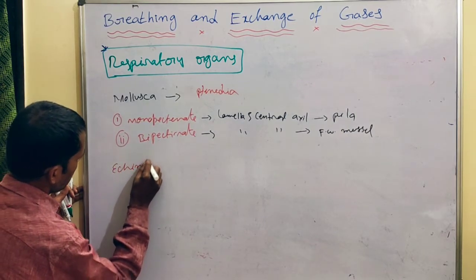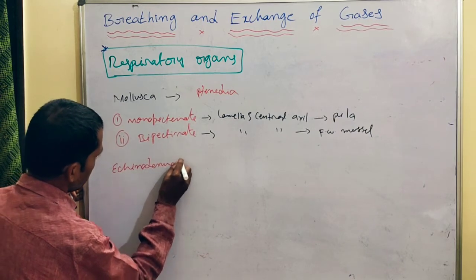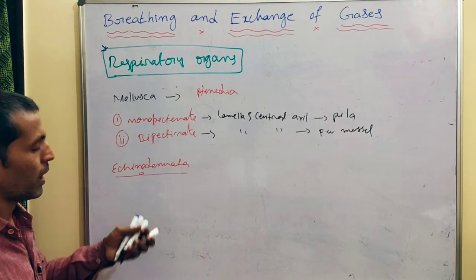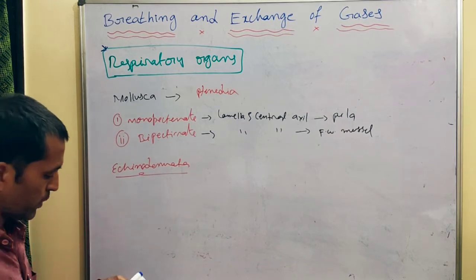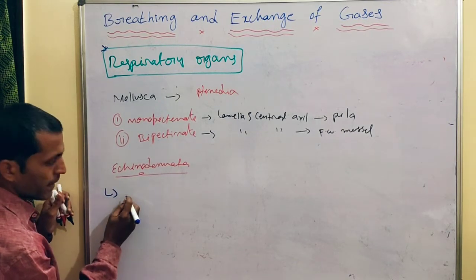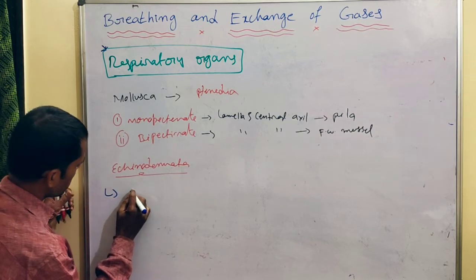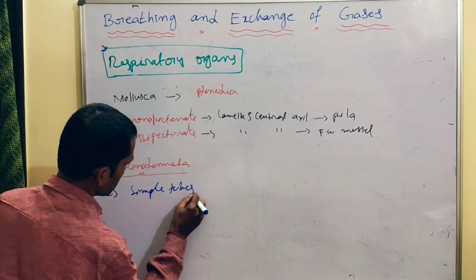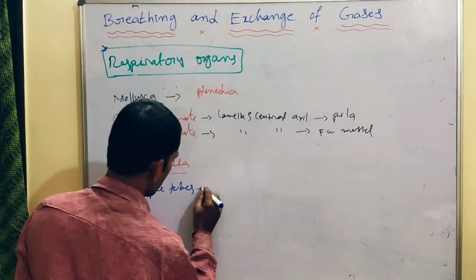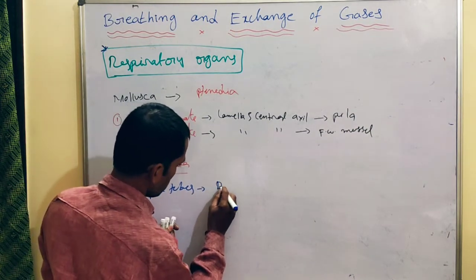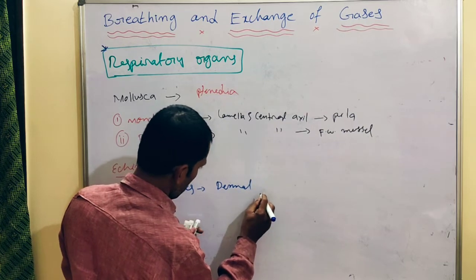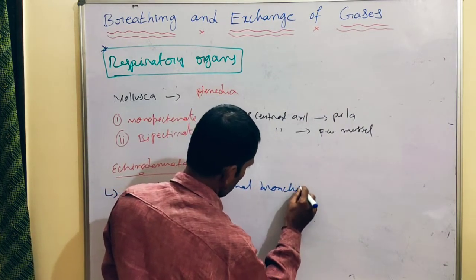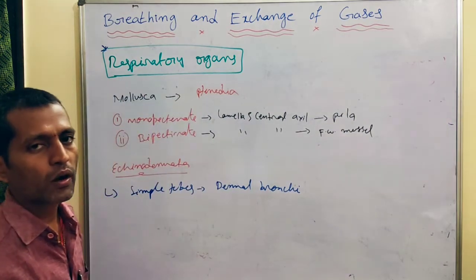Now come to the phylum Echinodermata. Some animals have gills for respiration. Gills in echinoderms are just simple tubes called dermal branchiae.